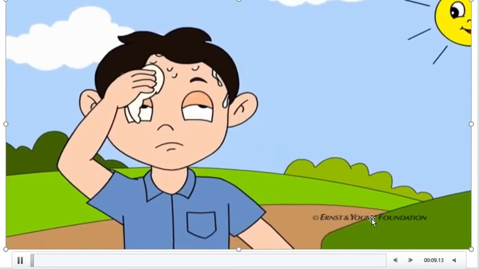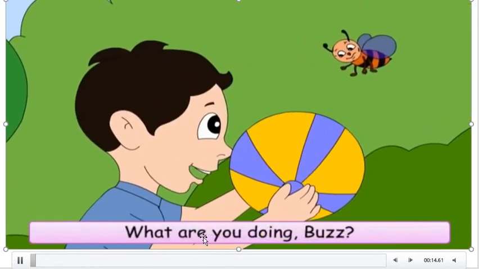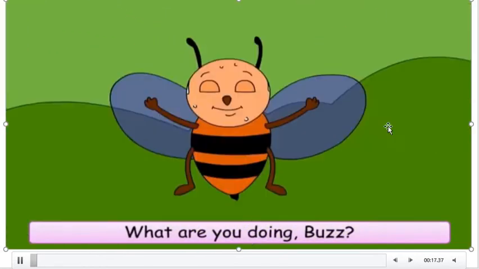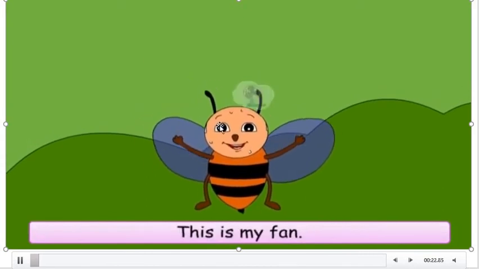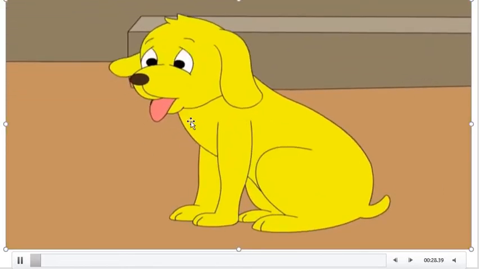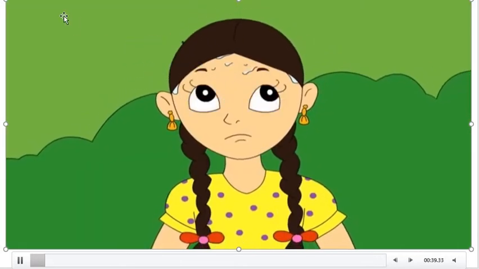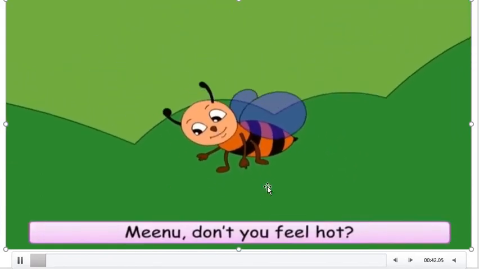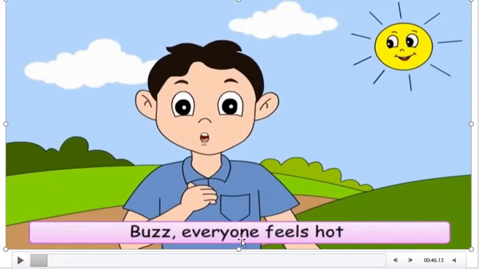So now students, you can see that two kids are playing and one pet dog is also there. The boy asks the buzz, "What are you doing?" And the honeybee replies, "Chinu, I am feeling hot. See the perspiration on their faces. So this is my fan," if you can see the wings, "and the dog is really feeling very hot. Buzz, Raja, come here." So she is calling that honeybee. The honeybee came around her and said, "Meenu, don't you feel hot?" Here the boy replies, "Buzz, everyone feels hot."